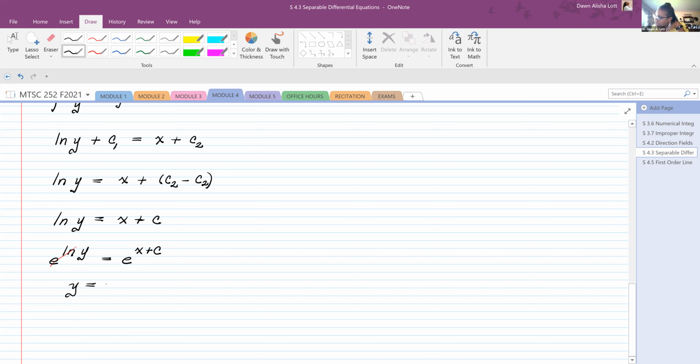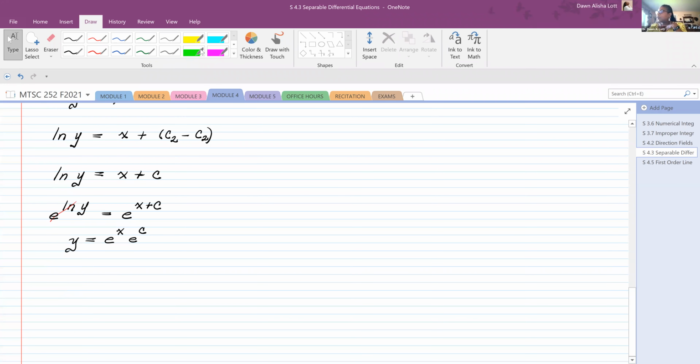And then this is e to the x times e to a constant. Now, e to a constant is just a constant. I'm going to call that a. So therefore, I get y is equal to a e to the x. That is the general solution of the differential equation.